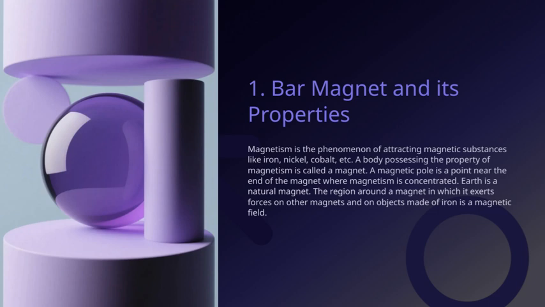Interestingly, the Earth itself is a natural magnet, which is why compasses work. They align with Earth's magnetic field. This magnetic field is the region around a magnet where it can exert forces on other magnetic objects or iron. Understanding these concepts is crucial as we explore how magnets work and their applications in our daily lives.